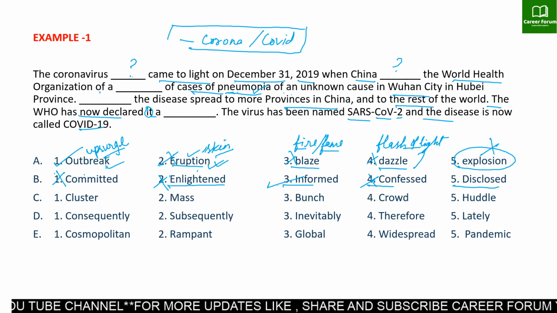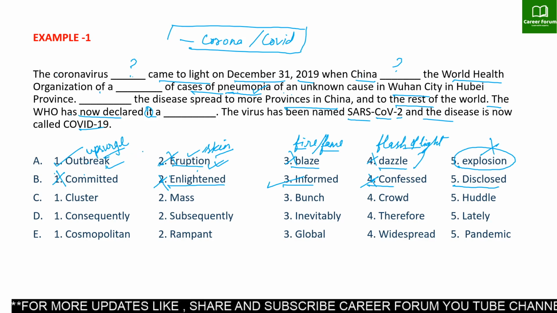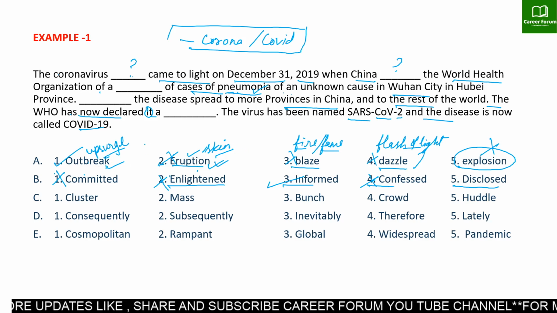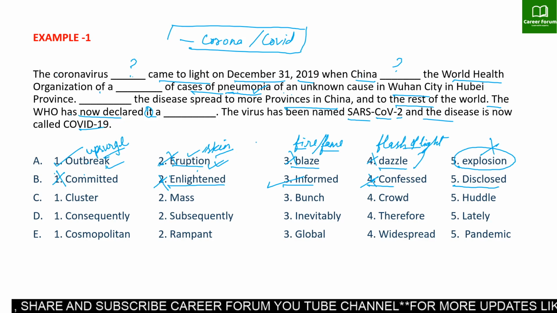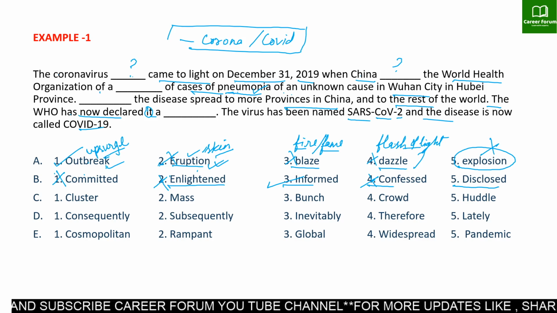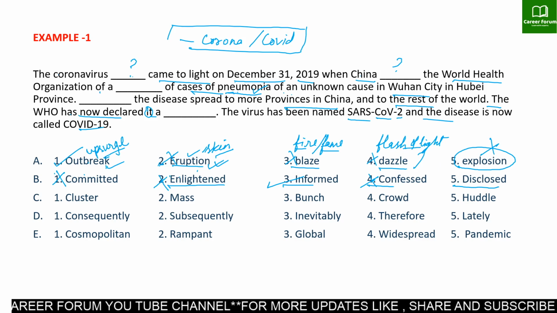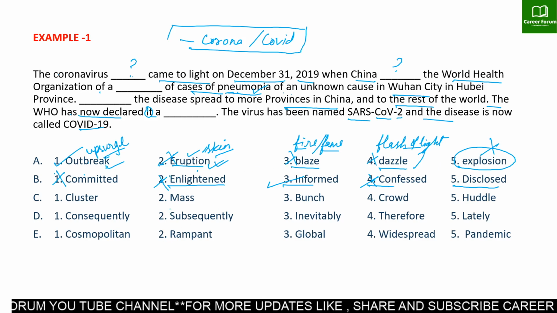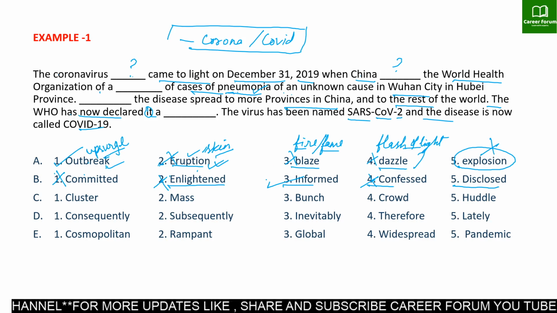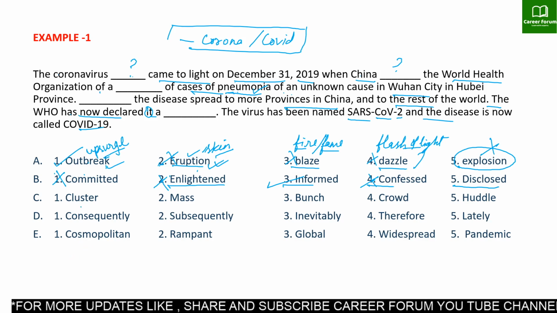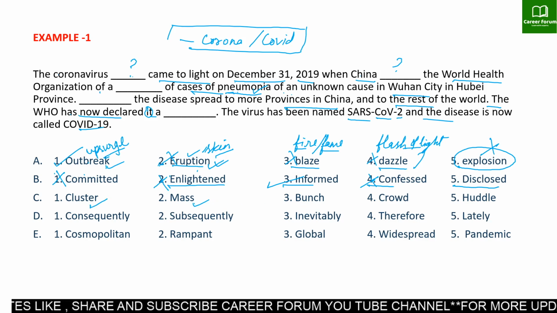Now next is, okay, so the next blank is organization of a dash of cases of pneumonia. So if we read from the first part, the coronavirus outbreak came to light on December 31, 2019 when China informed the WHO of a dash of cases of pneumonia. So here we are talking about the number of cases that China has informed to the WHO. So the first word is cluster, means group. Mass is also collection. So are we talking about any collection of something?